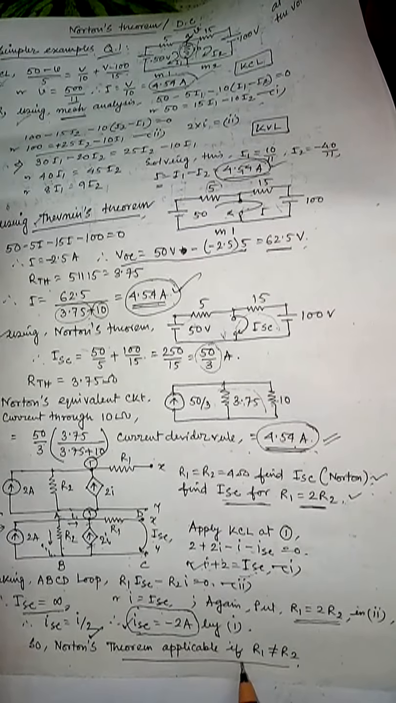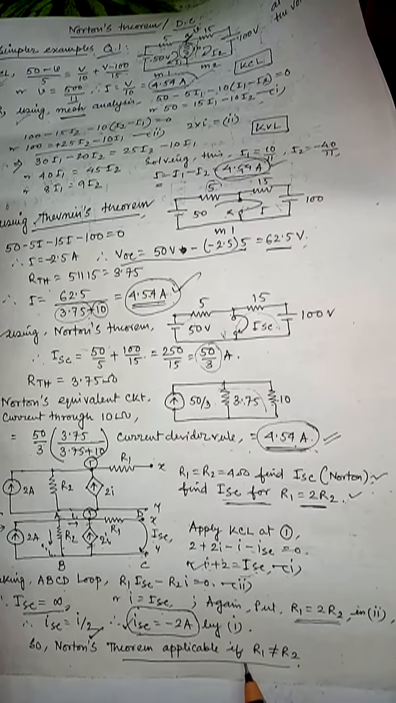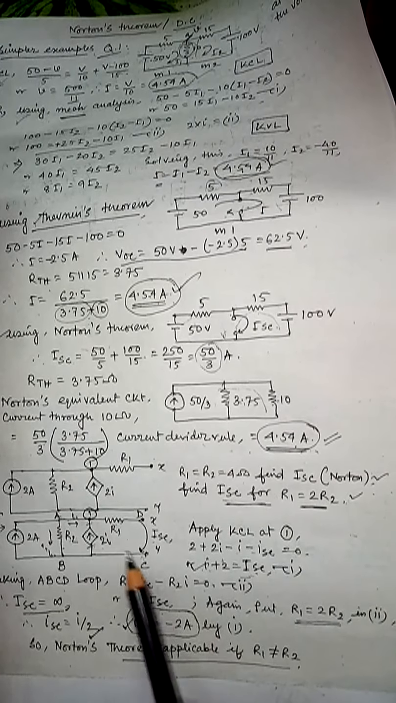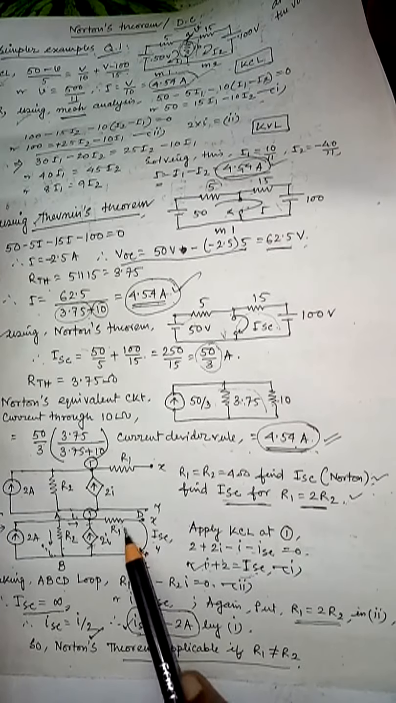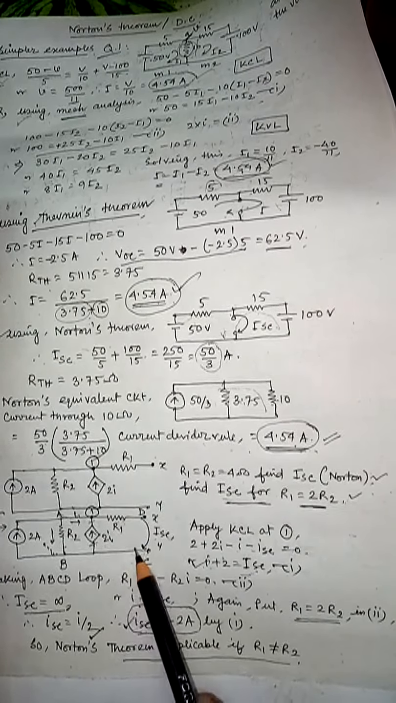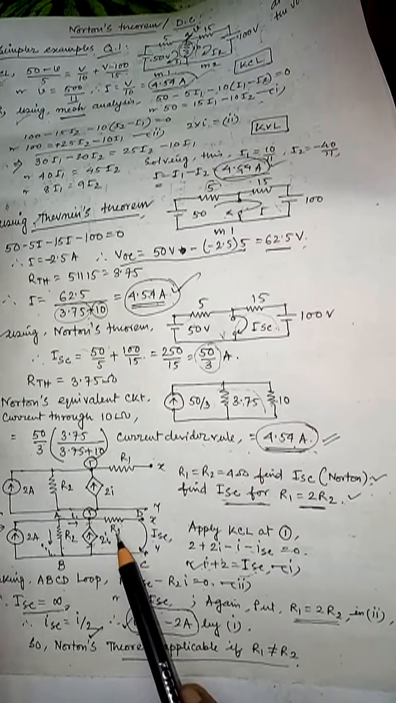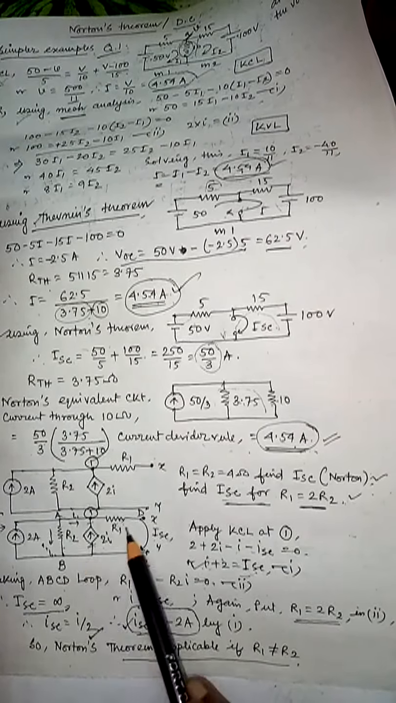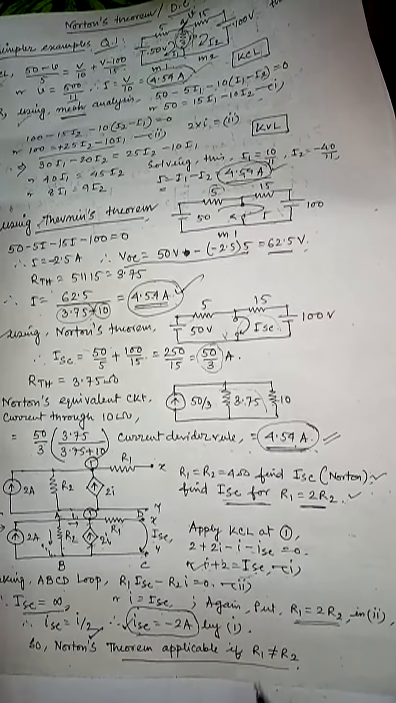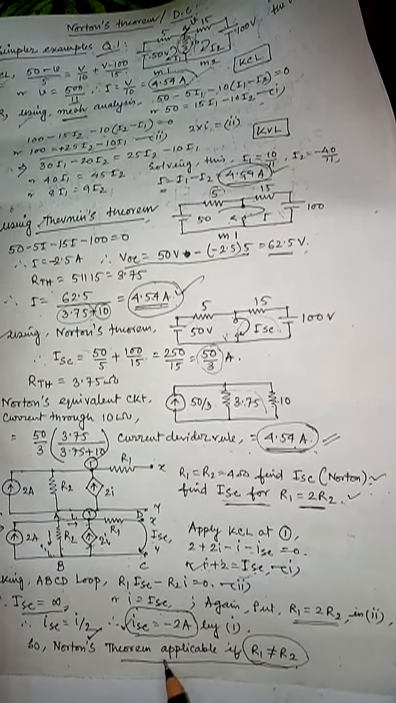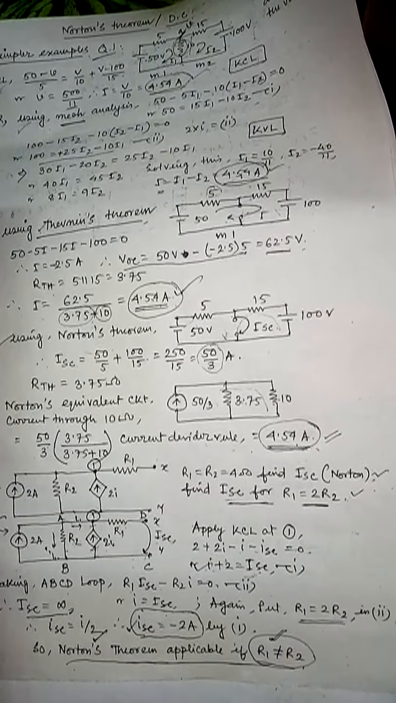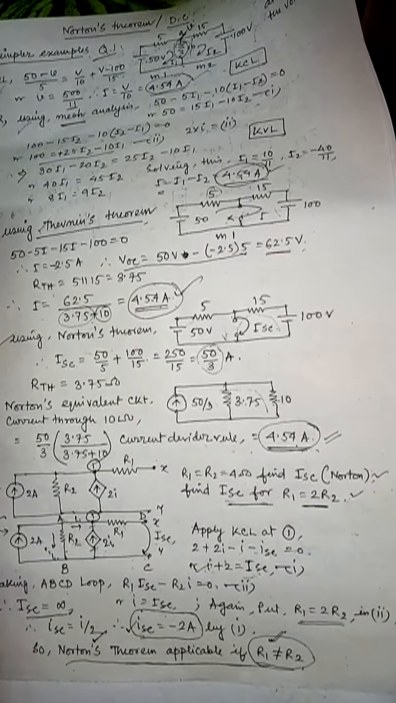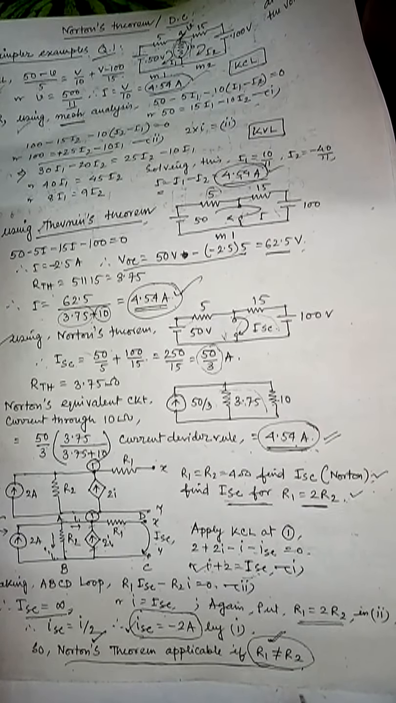So finally, for this problem, the Norton circuit cannot be made. It means if R1 and R2 are equal, the current flow is infinite, so it will be shorted, and the circuit will not last forever. To make it last, we have to make this particular combination, meaning R1 should not be equal to R2. So it is my last combination I have given: Norton's theorem is only applicable if they are not equal, otherwise Norton's theorem is not applicable for R1 equals R2.